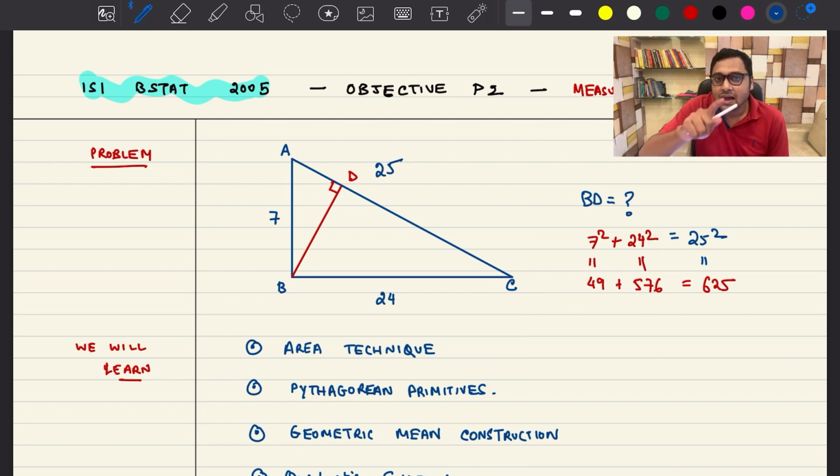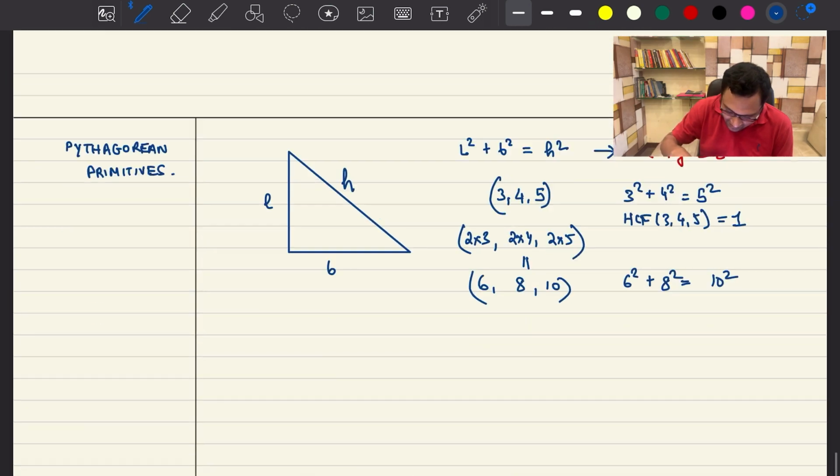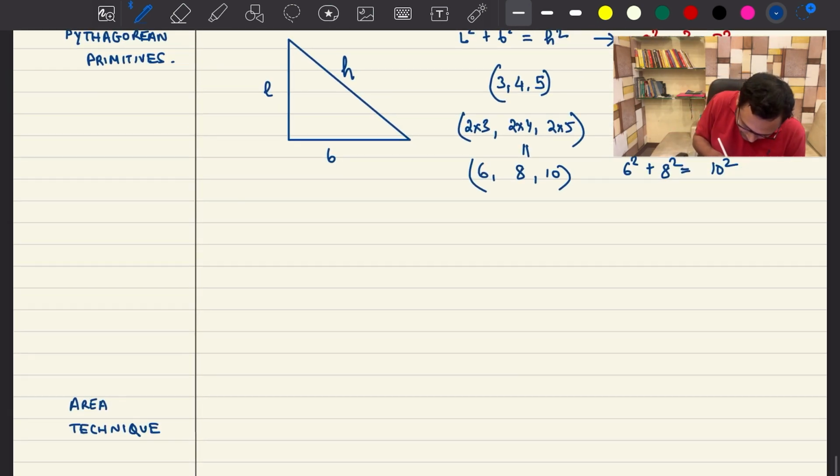Now at this point, I'm going to give you the first challenge question. Here is a ladder diagram. A ladder of right triangles.